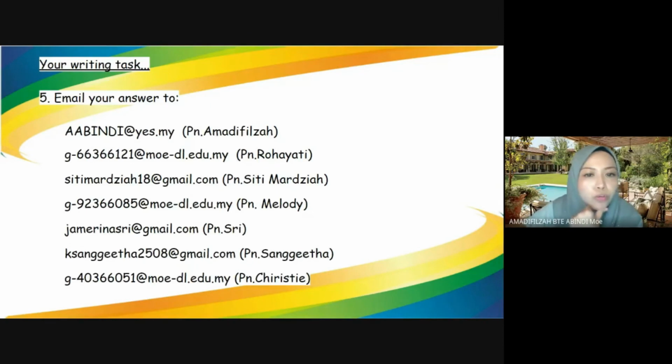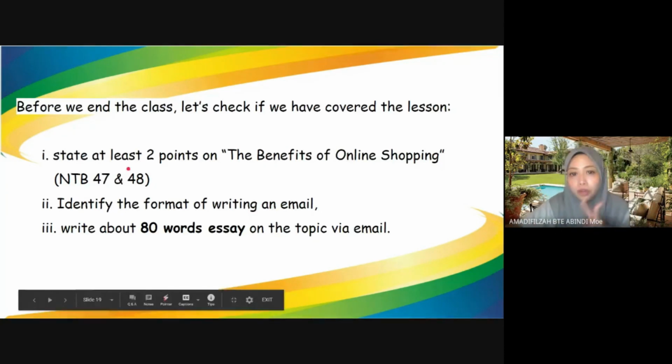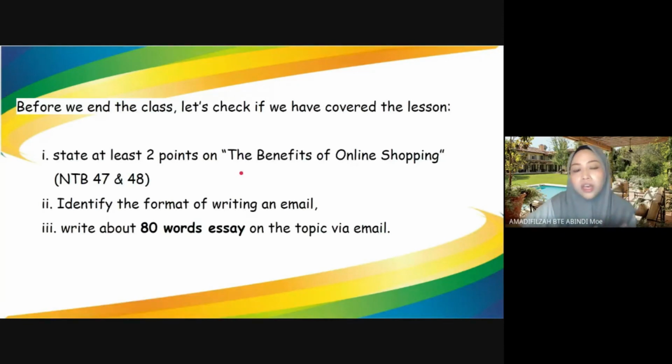If we don't have any more questions, let's check if we have covered the lesson. Number one, you were supposed to state at least 2 points on the benefits of online shopping. Yes, you did this just now. In fact, you gave me 4 points. Very good. And then to identify the format of writing an email, you must have the email address, and then you must read. And then to identify whether the language used is formal or informal.